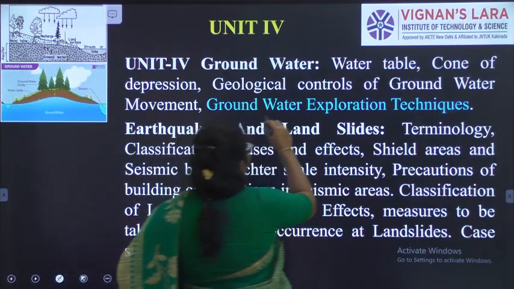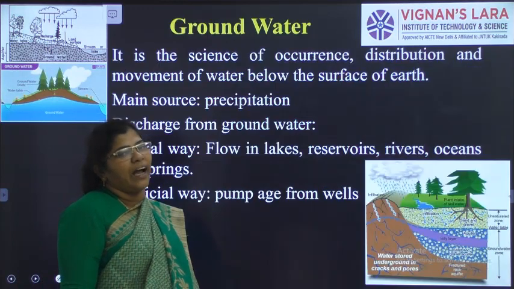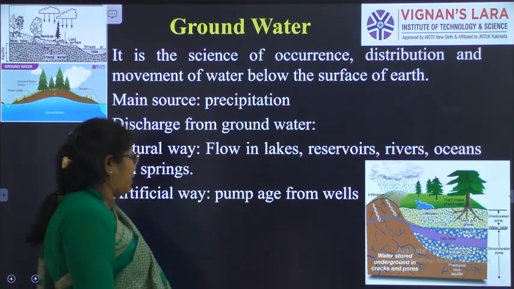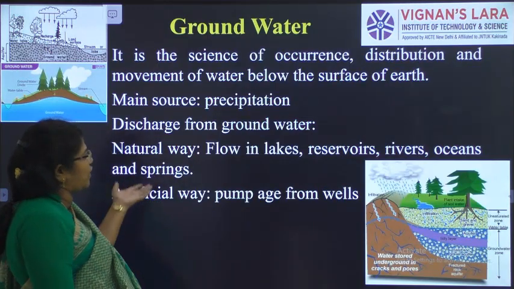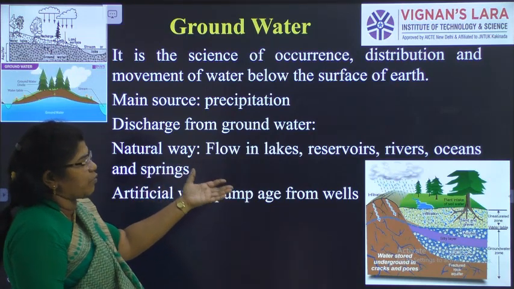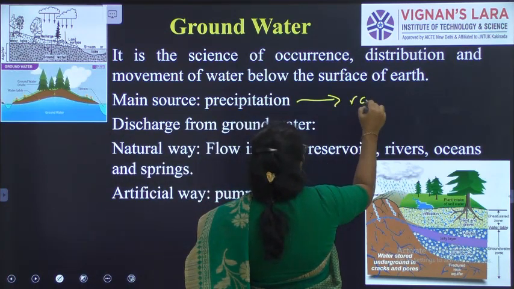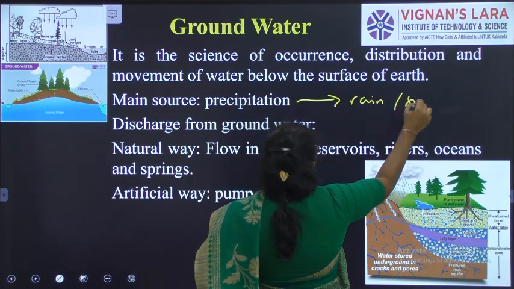That is, the groundwater exploration techniques, and also we will be seeing about the hydrology cycle. Right, first we will see about the hydrology cycle. We know what a water table is. The water table is mainly due to precipitation, the formation of rain and snow. It is mainly made up of precipitation, rain and snow.